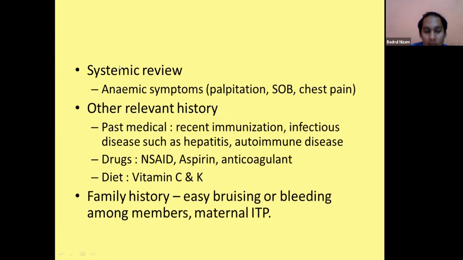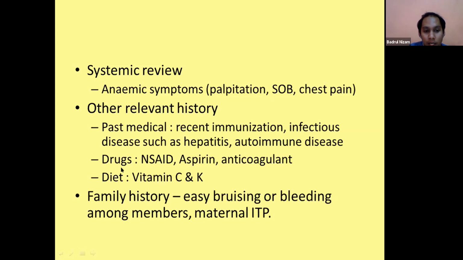Okay, next we need to do the systemic review. The most important thing is the anemic symptoms. We want to know because we want to exclude other causes, such as when the easy bruising is associated with anemia, maybe it's a bone marrow cause that causes pancytopenia. And we need to ask about other relevant history as well, such as past medical history. Recent immunization, because some vaccines can trigger thrombocytopenia, such as in the case of ITP, or infectious disease, to exclude secondary causes of thrombocytopenia.